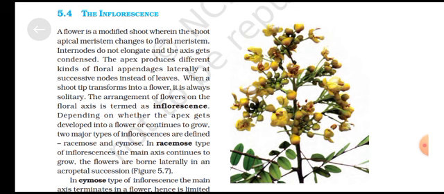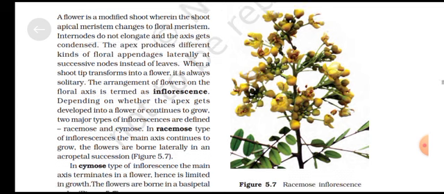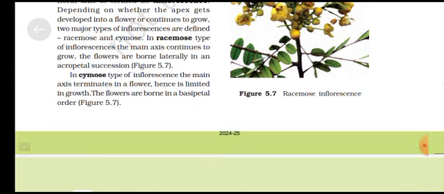Depending on whether the apex gets developed into a flower or continues to grow, two major types of inflorescence are defined: racemose and cymose. In the racemose type of inflorescence, the main axis continues to grow. The flowers are borne laterally in an acropetal succession. In the cymose type of inflorescence, the main axis terminates in a flower, hence it is limited in growth. The flowers are borne in basipetal order.